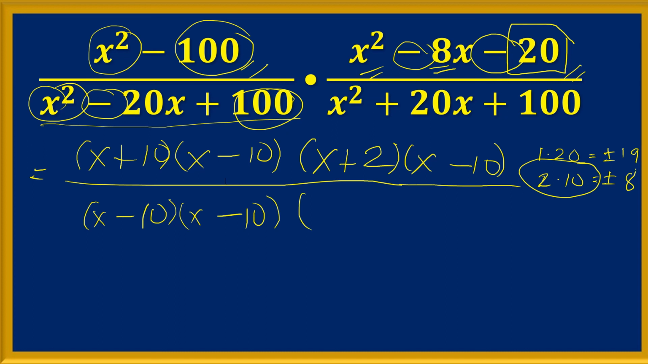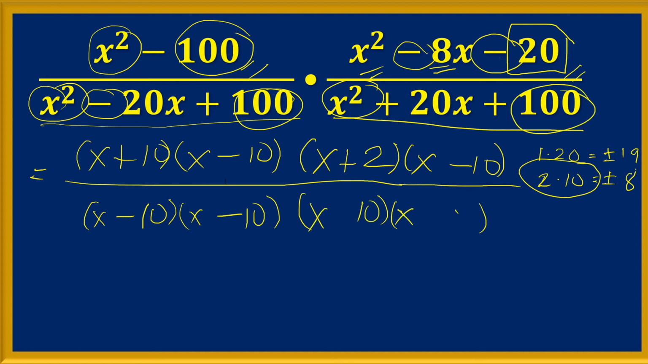Next natin is x squared plus 20x plus 100. Pwede rin yung general factoring. Or, mas madali kung perfect square trinomial ang gagamitin natin dahil perfect square trinomial given naman siya. Root ng x squared ay x times x. Then, root ng 100 ay 10. So, positive ang middle term. So, pareho silang positive. Now, pwede na tayo mag-cancel ngayon.